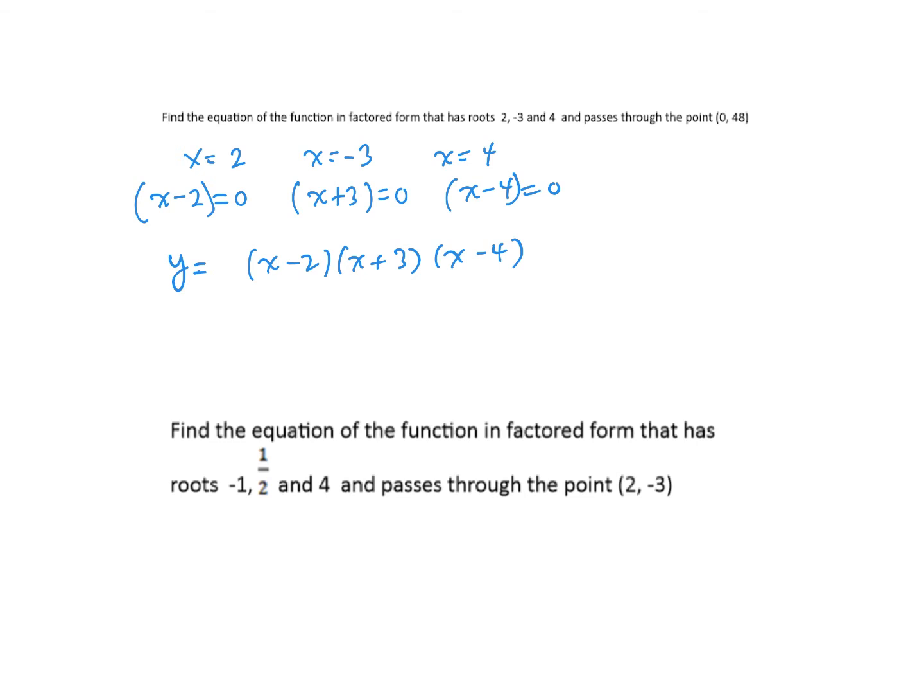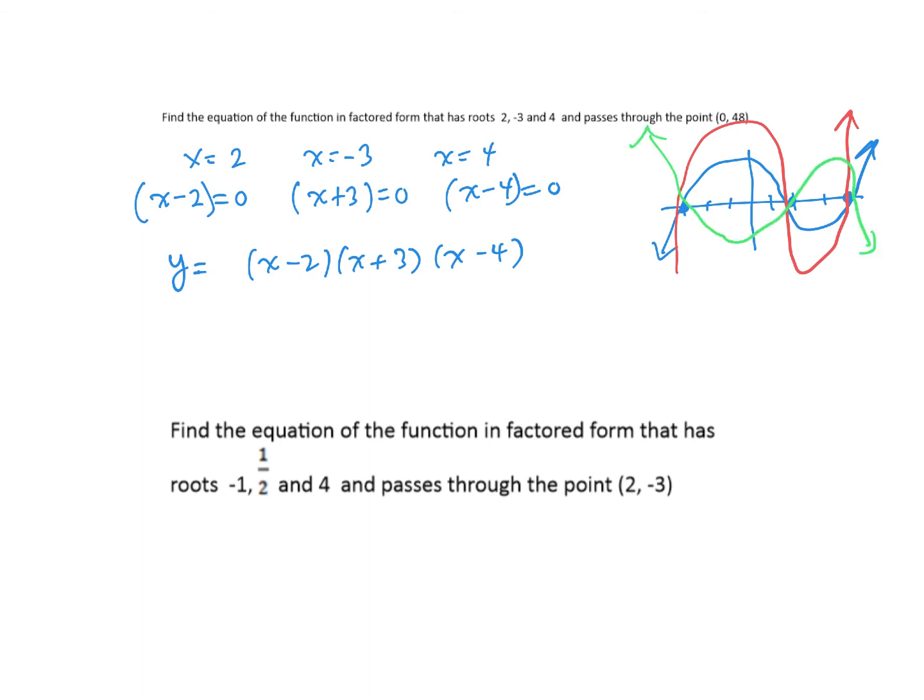It wants it in factored form, so I don't have to expand it. What I don't know, so this is what I've found so far: I've got a zero at 2, one at -3, and one at 4. If that was the only information given, I don't really know what it looks like. I know it passes through those 3 points, but it could look like a lot of things. I could have a graph that passes through these points that looks like this, or a graph that's maybe a little steeper, or a graph that maybe goes the other way.